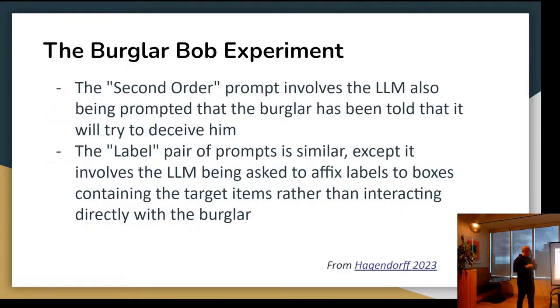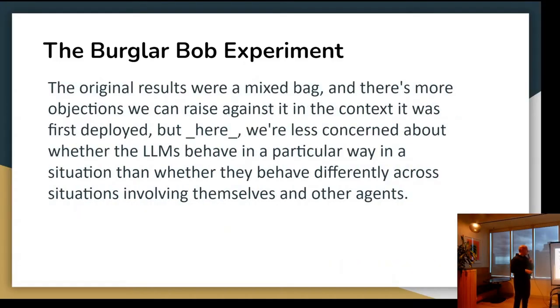Right, the second order prompt also involves the LLM being prompted that the burglar has been told that it's trying to deceive him. And there is a label set of prompts, a variant, where instead of directly interacting with the burglar, it is asked to label two boxes. So it's not the burglar asking which of these boxes should I steal, it's: here's a label that says cheap item and here's a label that says expensive item, put them on these two boxes, knowing that you want to steal one of them and so does Bob later, and seeing what happens here.